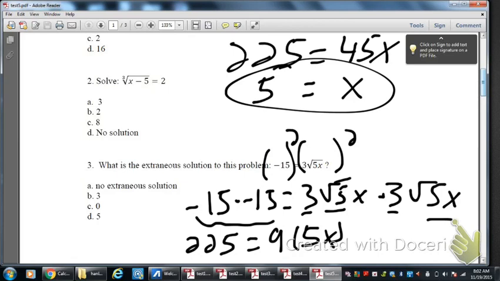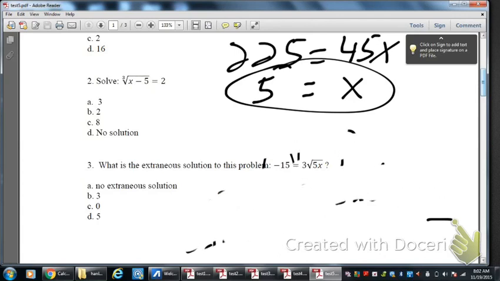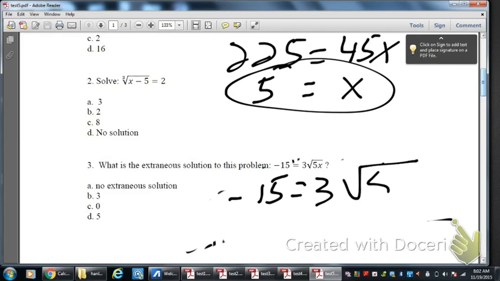So let's do that. Now, keep track of the 5, because I have to delete this stuff. Sorry about that, 1 second. So the whole point is when I substitute 5 in, is it going to work? So I have to go back to the original. Negative 15 equals 3 root 5 times 5. So that's 15.